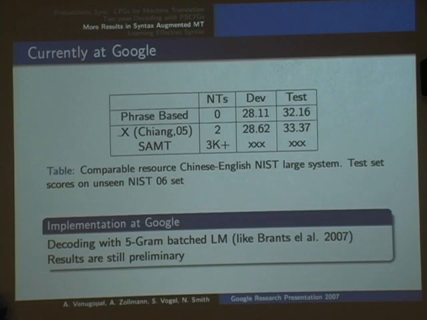Now, these are the results that are created with a 5-gram Bash language model, so we have to sort of re-architect our code a little bit. And the results are definitely still preliminary, right? So these are not solid results yet.